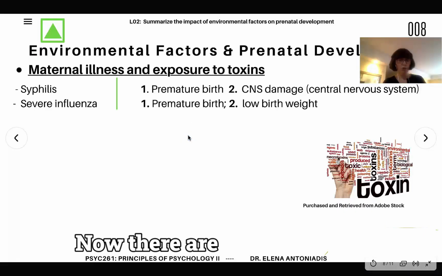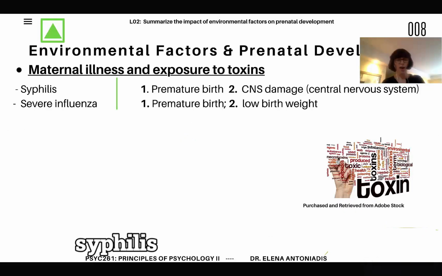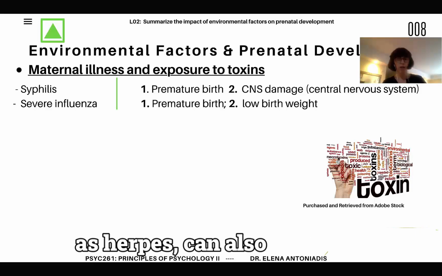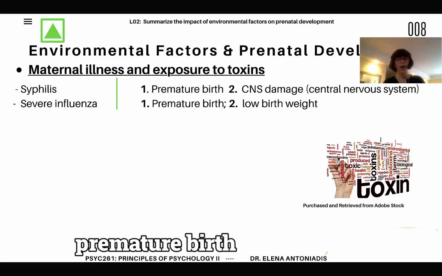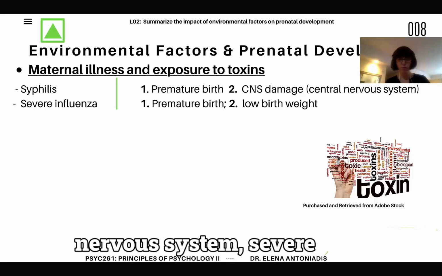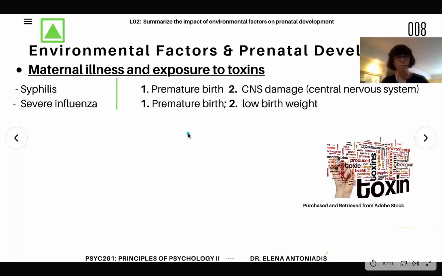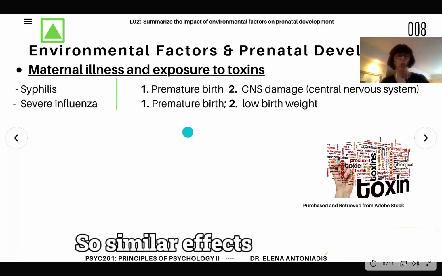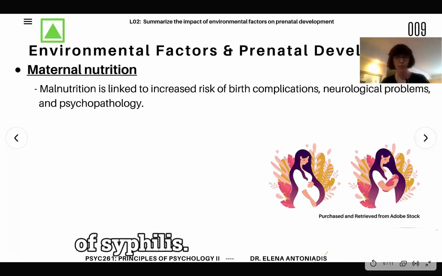Now there are others, so syphilis or even herpes. So maternal illness of having syphilis or a condition such as herpes can also lead to premature birth and damage to the central nervous system. Severe influenza as well, so similar effects to those of syphilis.